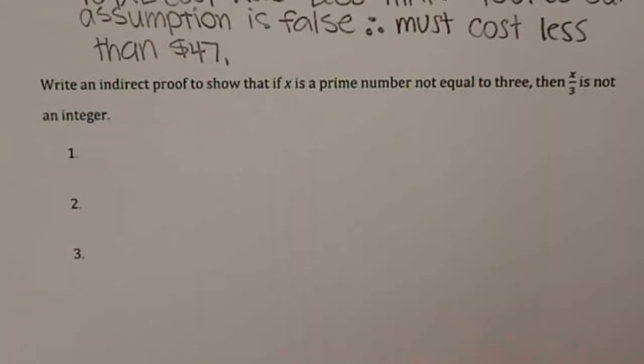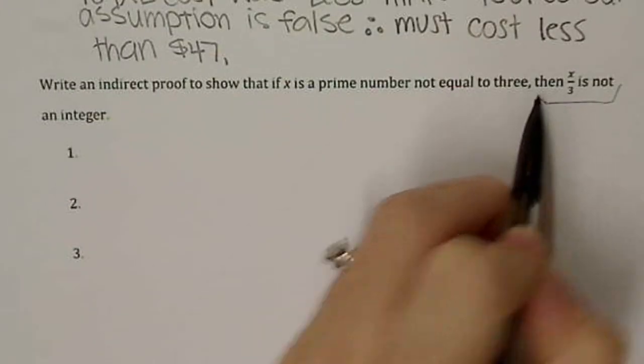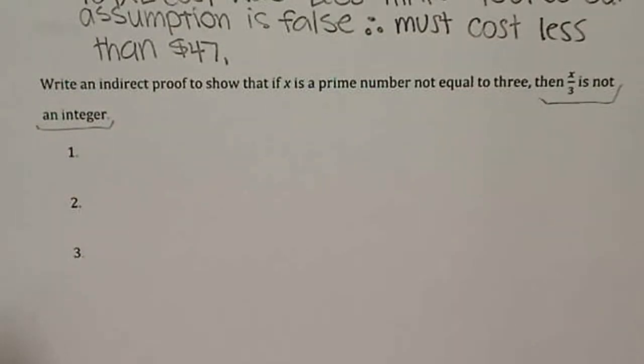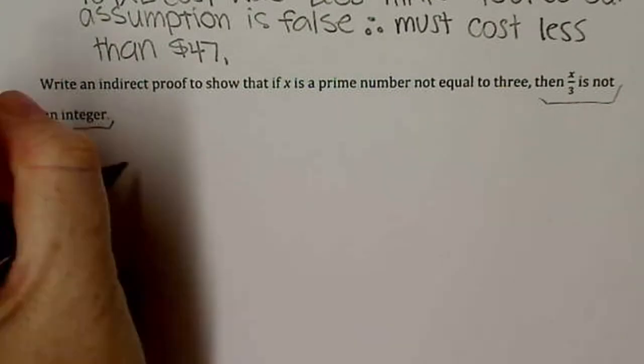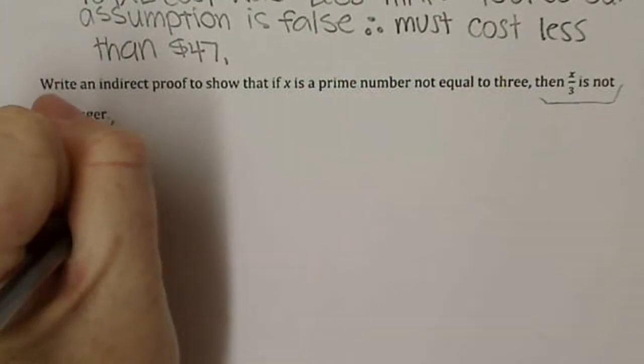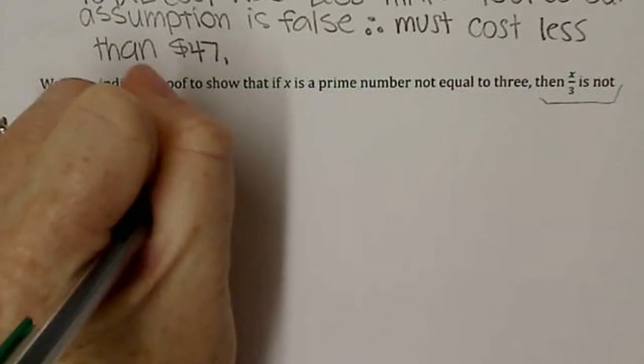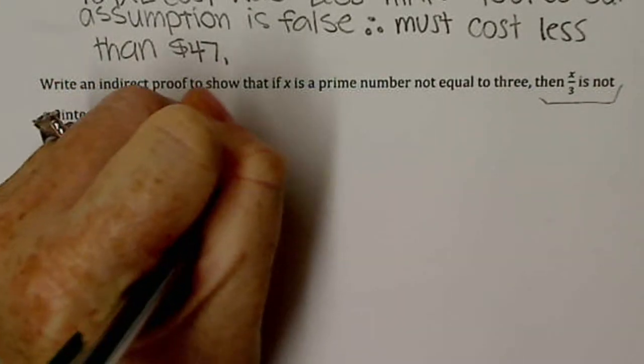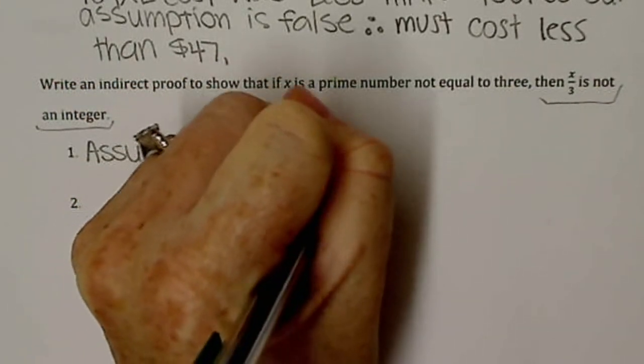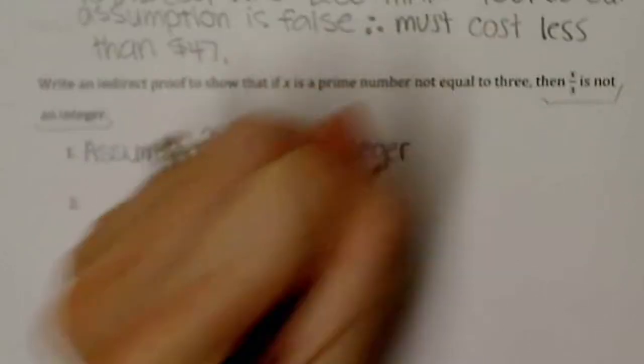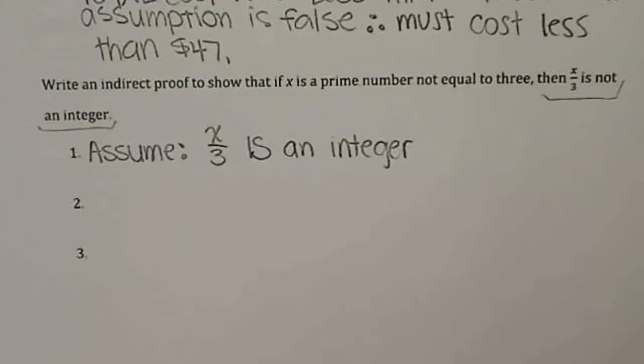Write an indirect proof to show that if x is a prime number not equal to 3, then x over 3 is not an integer. So first thing is identify the conclusion right here. What are we going to assume? We're going to assume the opposite, that x over 3 is an integer, which, if you forgot, is a positive or negative whole number.